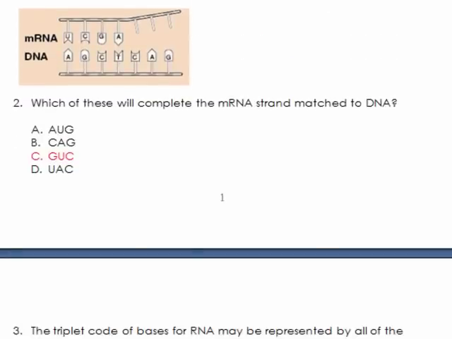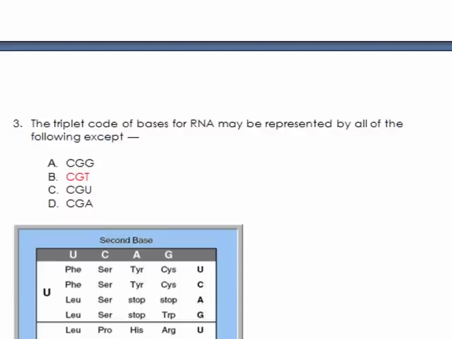Which of these will complete the messenger RNA strand to DNA? The strand of DNA is CAG, so the complementary messenger RNA strand is GUC, or the correct answer is C. The triplet code of bases for RNA may be represented by all of the following, except... we can automatically eliminate B because we see thymine has been included, and we know that thymine is not found in RNA.